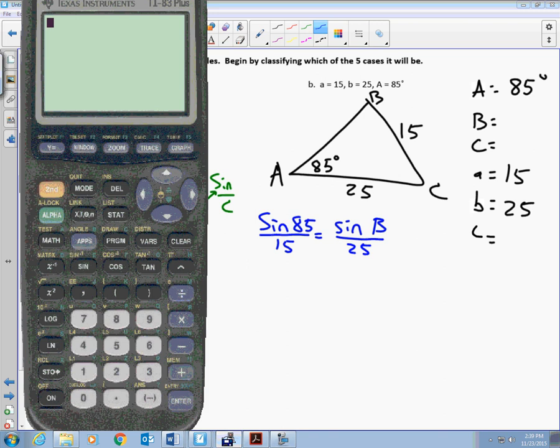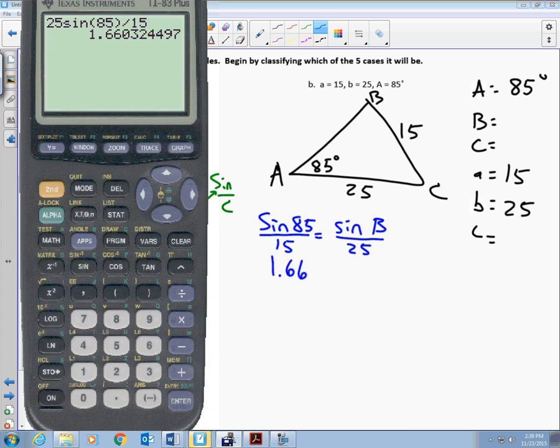And I get 25 sine of 85 divided by 15, and we get 1.6603 equal to sine of B. Okay, this is the point that everybody gets confused on. Right here, can sine be equal to 1.66? Why? What's the maximum value that sine can have?